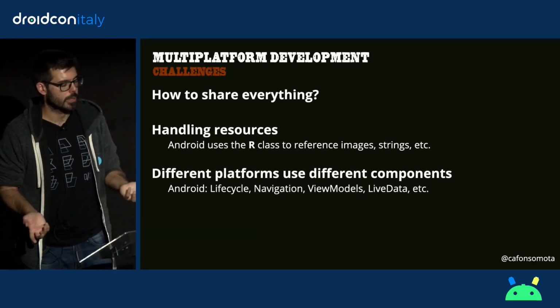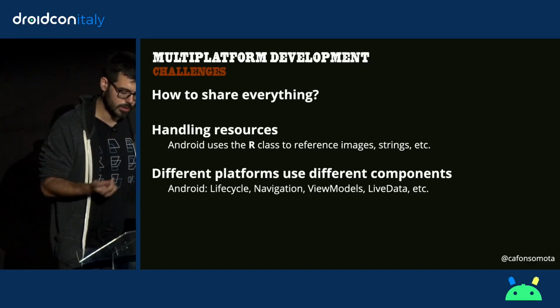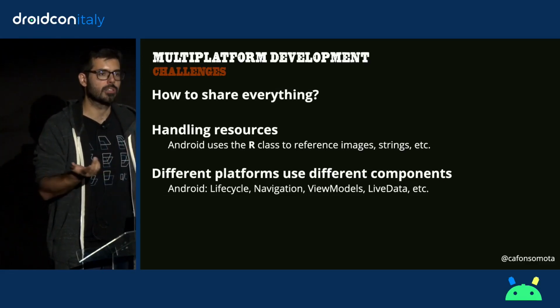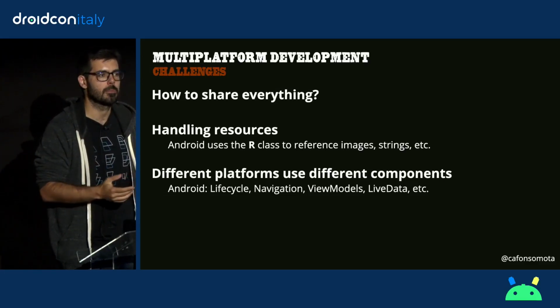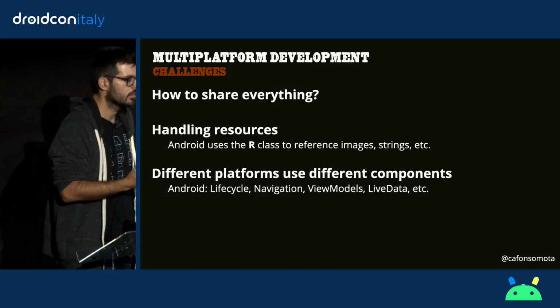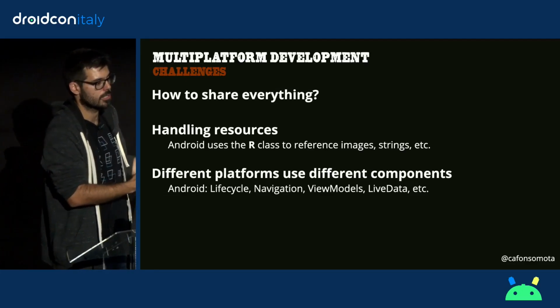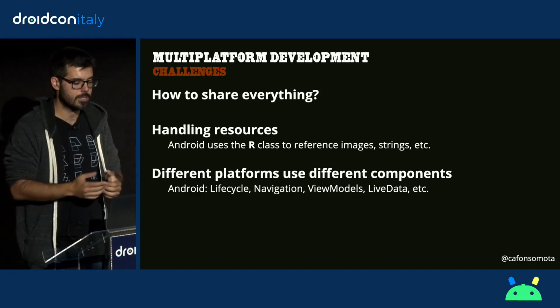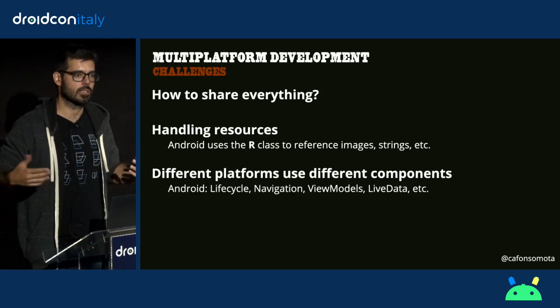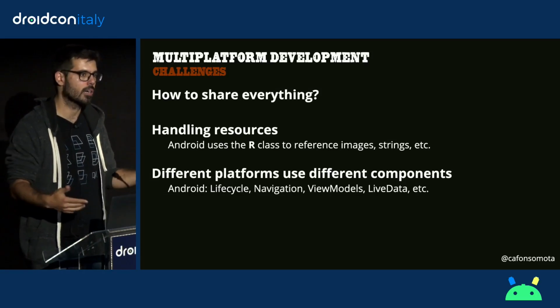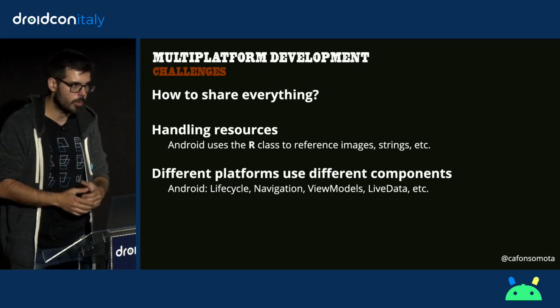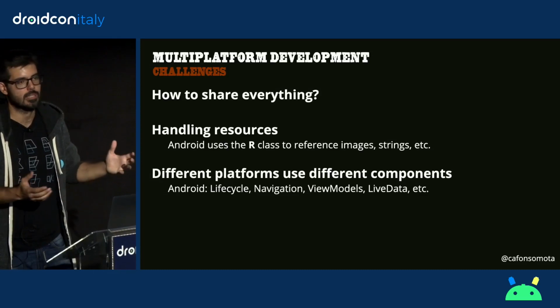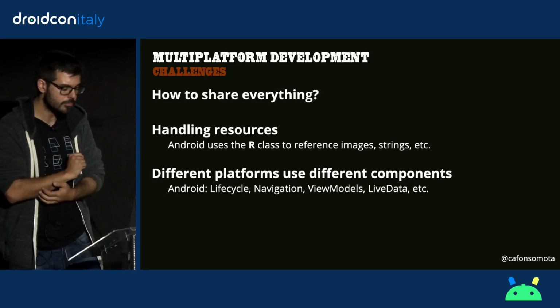There are a couple of constraints. The biggest one is that, well, we're Android developers, so we are already familiar with the R class. The R class represents all the resources that we have on our Android phones, on our apps. But this doesn't exist on the desktop or on iOS. There is no R class that we can use. So we need to find a way to access the same things differently.